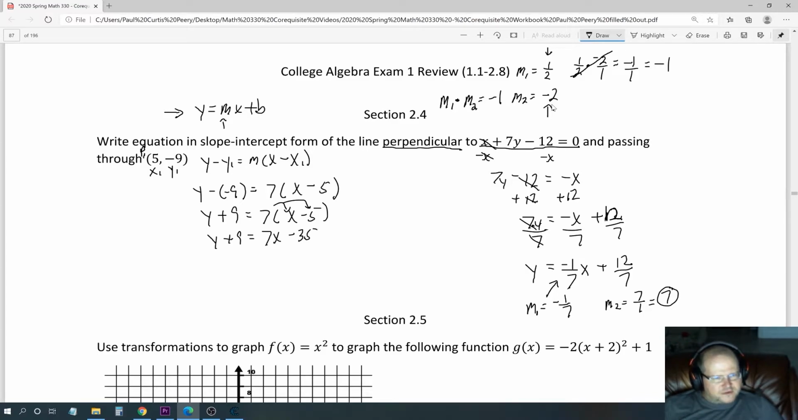Okay, we finish solving for y because they did want it in slope-intercept form, so I say minus 9, cancel, cancel, and y is equal to 7x, and -35 minus 9 is -44. Okay, and because we solved for y, it looks like it is in fact in slope-intercept form.